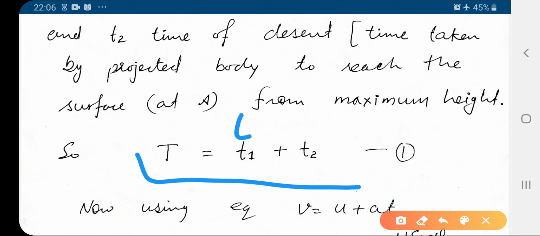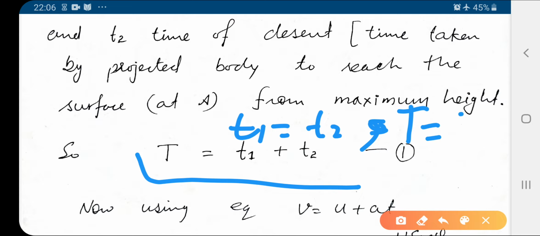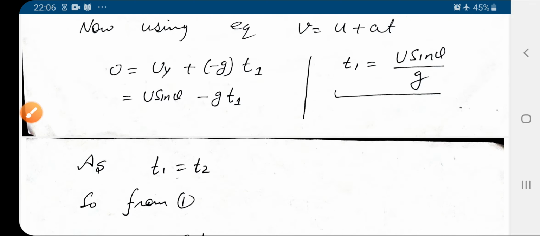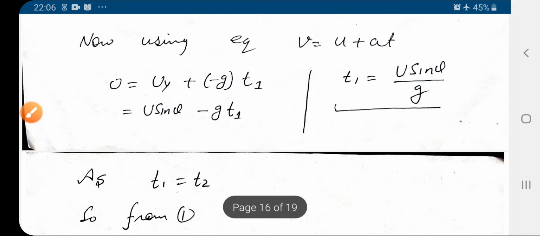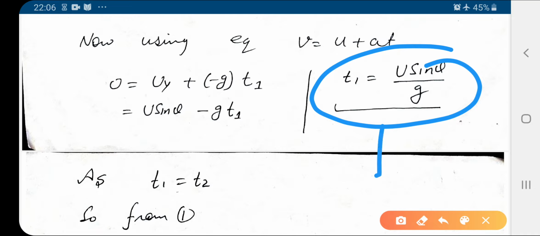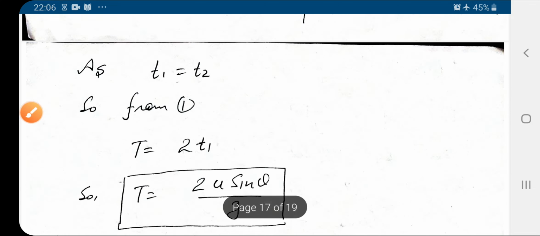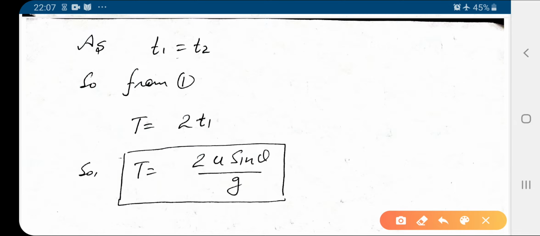So as t1 equal to t2, simply we can write capital T is equal to double of t1, because t2 is equal to t1. So T is equal to 2 t1, and t1 we already calculated, so substitute this value here. So T is equal to 2 t1, and t1 is u sin theta over g. So this will give us this result. So this is the time of flight.